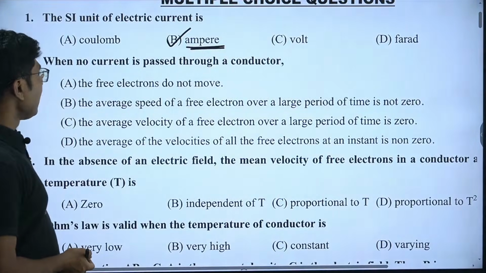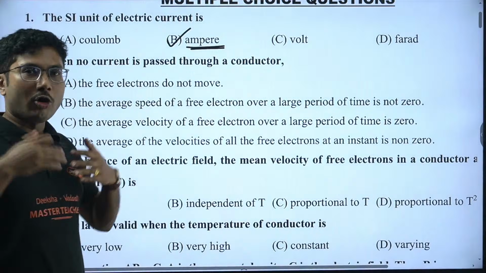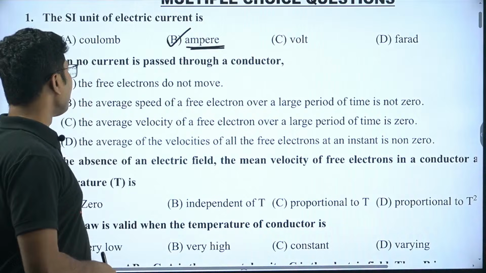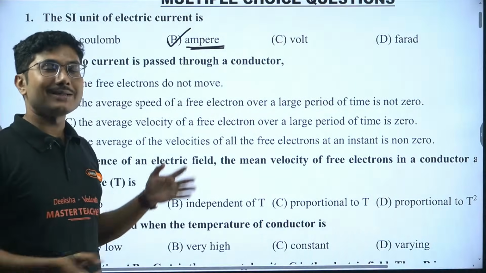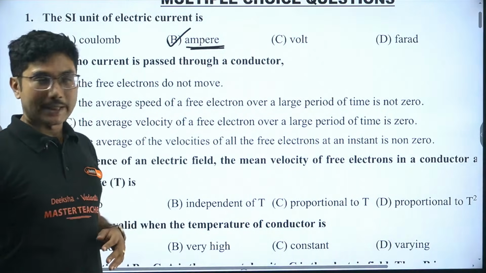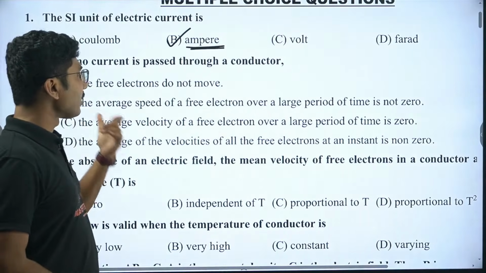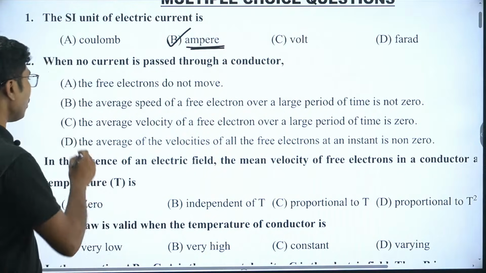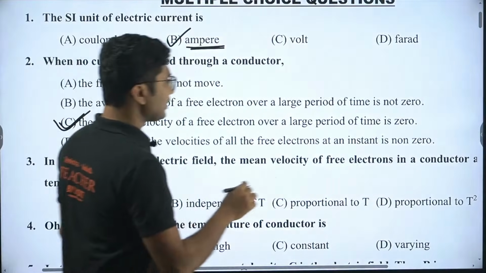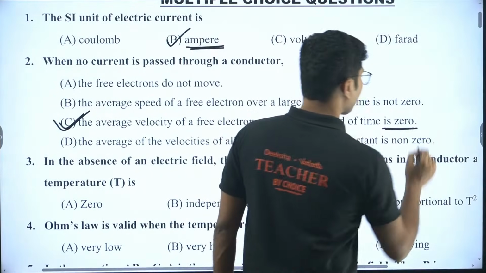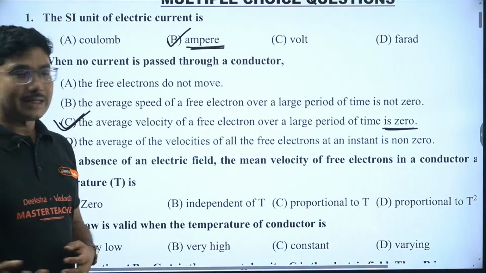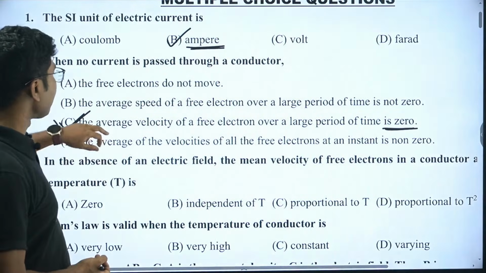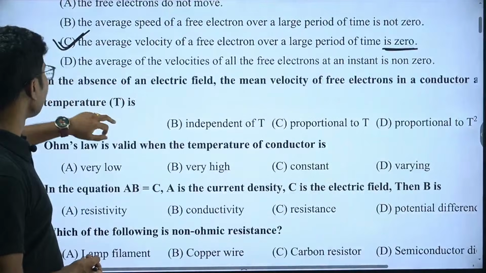So obviously electrons are always in constant motion, no matter whether current is passed or not. If current is passed, they start to drift in a particular direction, but the average velocity of free electrons over a large period of time when no current is passed is zero. So that means the correct option is C. It is zero. Now let's see question number 3.